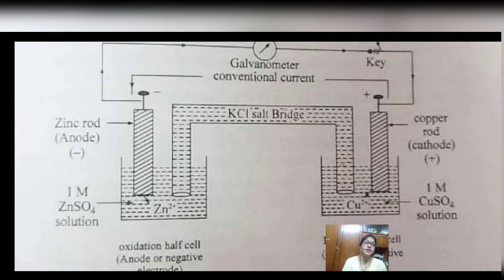Now how to resolve this problem? The solution of the problem is to insert a device in between these two chambers called a salt bridge. What is a salt bridge? A salt bridge is nothing but an inverted U-tube, the two ends of which are dipped, one end being in zinc sulfate solution and the other end being in copper sulfate solution.